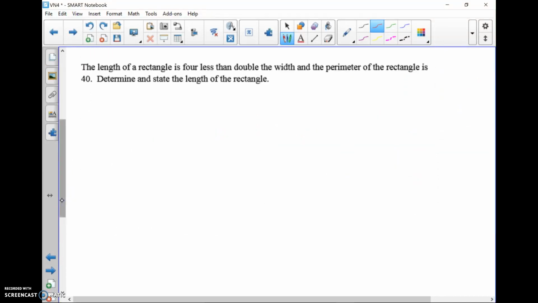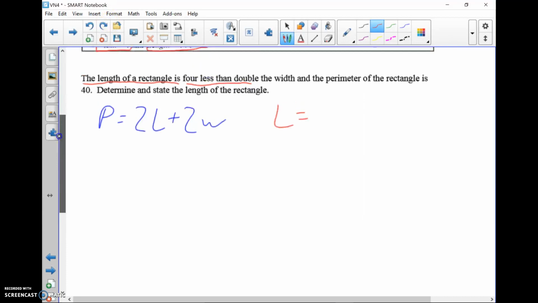So, all right, talking about the perimeter of a rectangle. Again, at least in the beginning, you should memorize this pretty quickly. The perimeter formula for a rectangle is P equals 2L plus 2W. So that's a given. And now take a look at what we see here. The length of a rectangle is, so right there that means L equals 4 less than. Now 4 less than means minus 4. Is that right? Minus 4. Hold on 1 second.